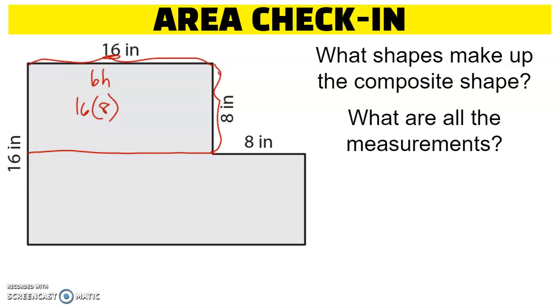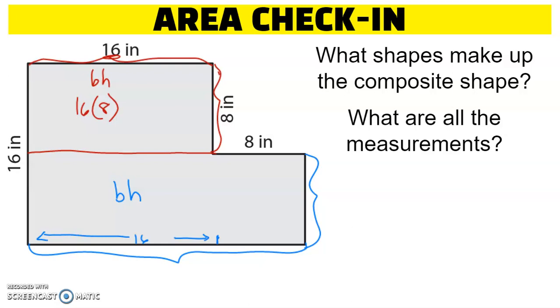Then my second rectangle is still going to be base times height. So I need to figure out what my base and height here are. Well, I know that up to this point right here, that's 16. And I know that between here and here, that's 8 inches because that's what it says there. So 16 plus 8, that's a total of 24 inches right there.